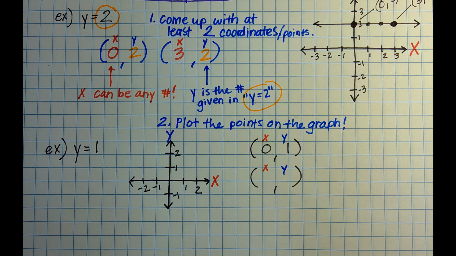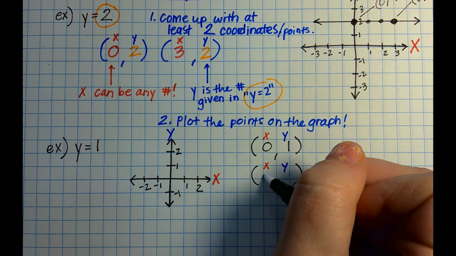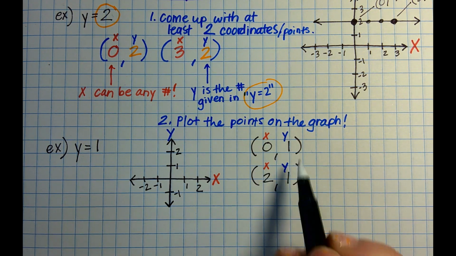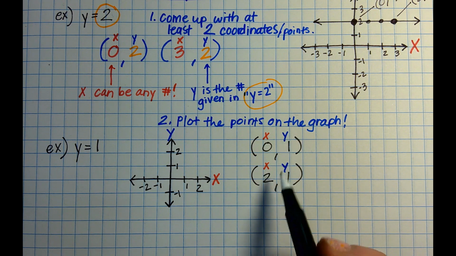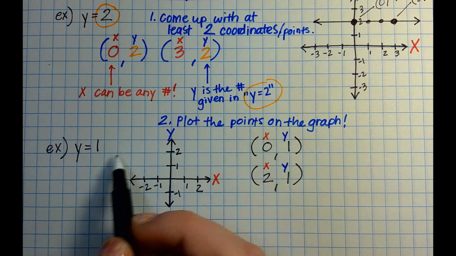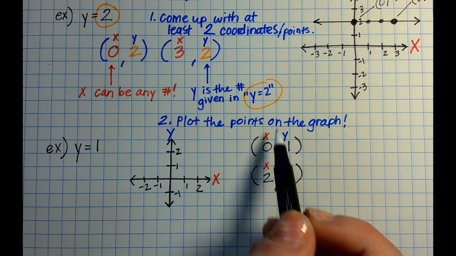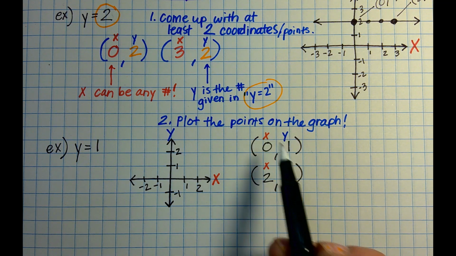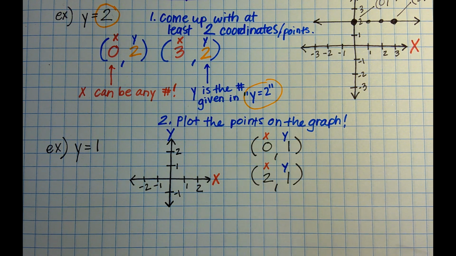Can someone give me another point? I did 2, 1. Absolutely. So see, y is always going to be 1 because the equation is y equals 1. It's always 1. X can be anything. I always suggest small numbers for x though. So let's plot these.